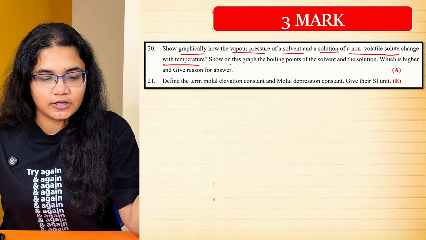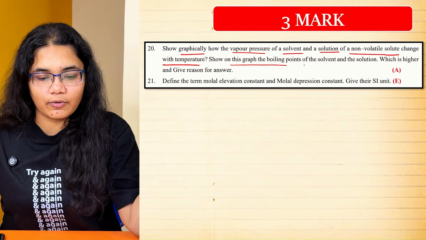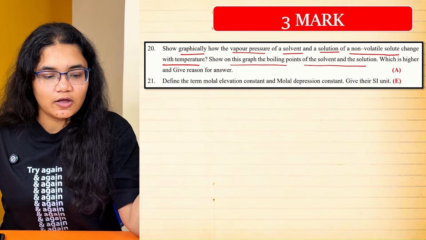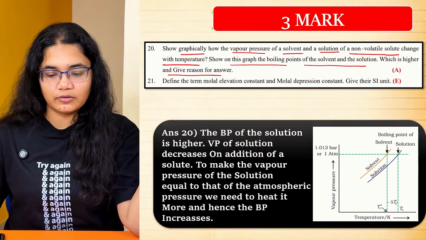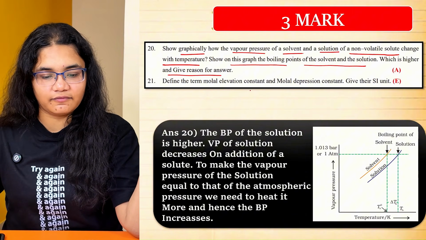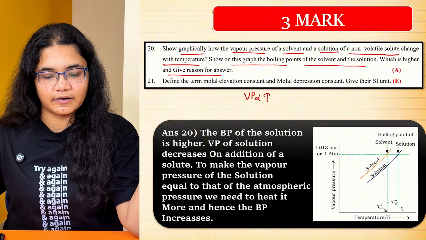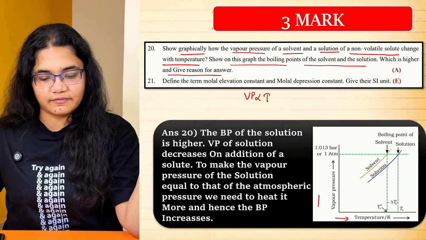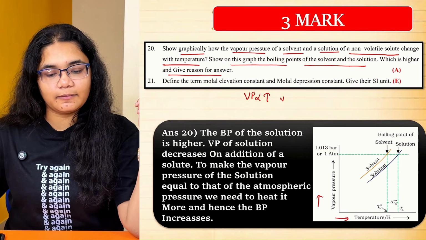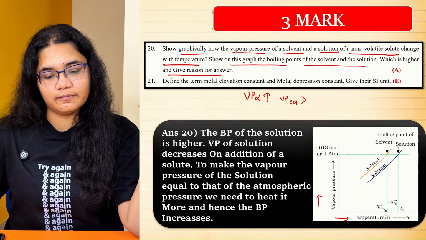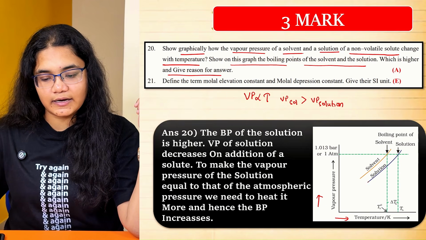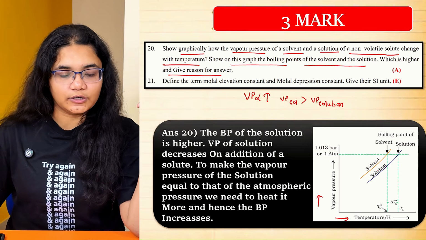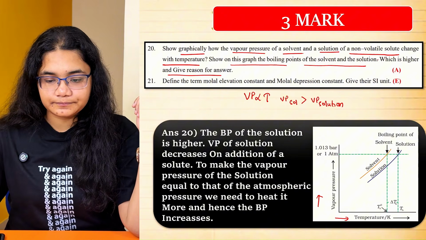Okay. Next question. So graphically, how do the vapor pressure of a solvent and a solution of a non-volatile solute change with temperature? On this graph, which is higher, the boiling point of the solvent or the solution? Give reason for your answer. So first of all, you need to draw this graph, where you can see that the vapor pressure is proportional to temperature. As the temperature increases, the vapor pressure increases, but the vapor pressure of the solvent will be more than the vapor pressure of the solution, right? So that is why you can see this is the vapor pressure of the solvent and it is more than the vapor pressure of the solution.